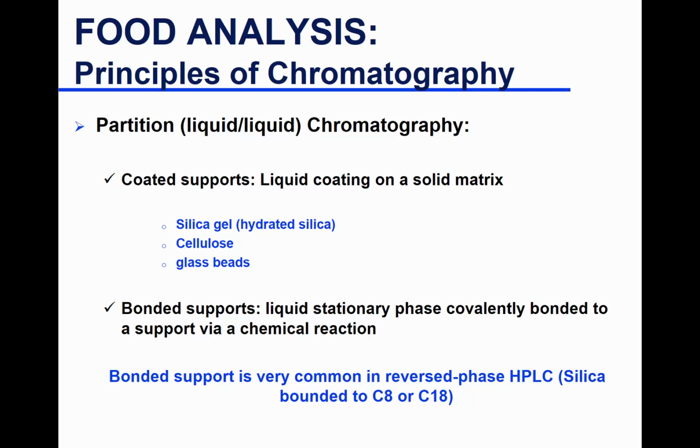So in partition, the stationary phase can be a coated phase where the liquid is coated on a solid, or is chemically bonded. So either you coat the silica with liquid, or hydrate the silica, so the silica becomes a gel, and then the water becomes your stationary phase. Cellulose, also you can have a coat of water, and glass beads, the same.